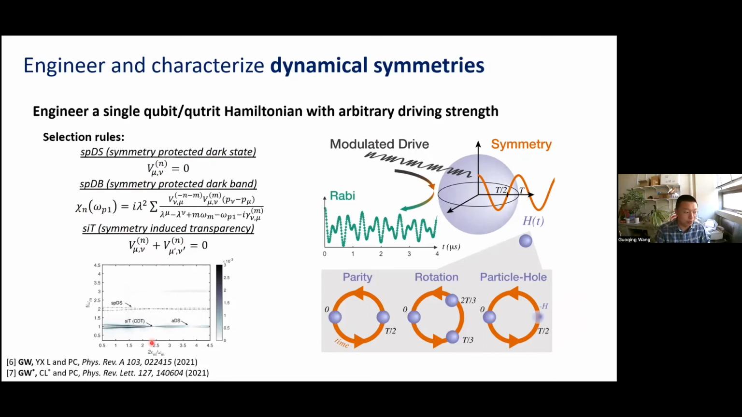And this can only happen when two transitions match the energy or become degenerate, which is shown by this experiment here. We see that when these two bands match, we have this symmetry-induced transparency, which is also called coherent destruction of tunneling. So in this project, we show that by engineering a modulated drive, we can engineer a strong driving, and by performing projective measurement, we can characterize the transitions in Floquet states, and we can use this in our two-level system to simulate parity, rotation, and particle-hole symmetries.